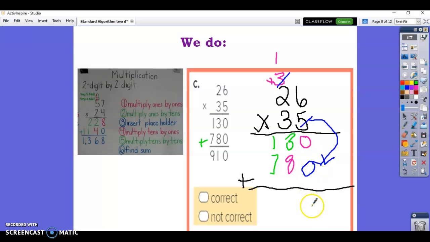We have 0 plus 0, which is our 0, and 3 plus 8, which is 11. And we have a carry of a 1, which is 9, for 910. Yep, they got that one correct. We're going to try one more.